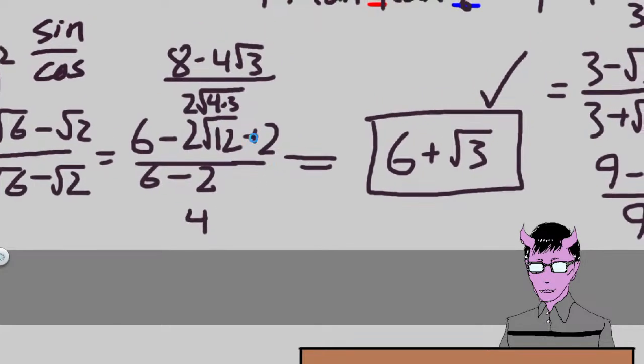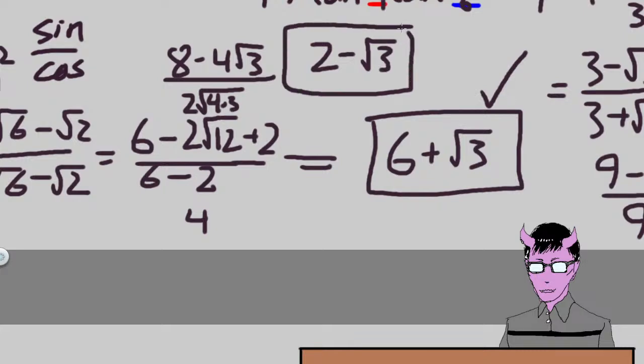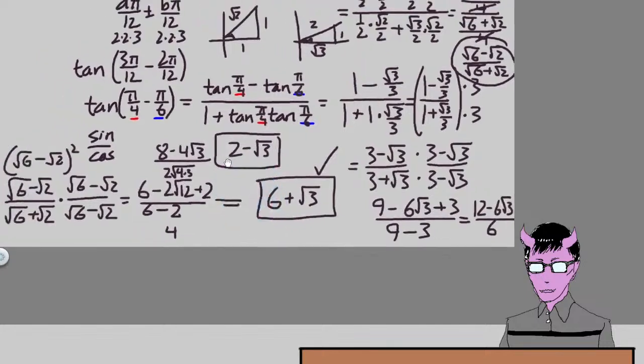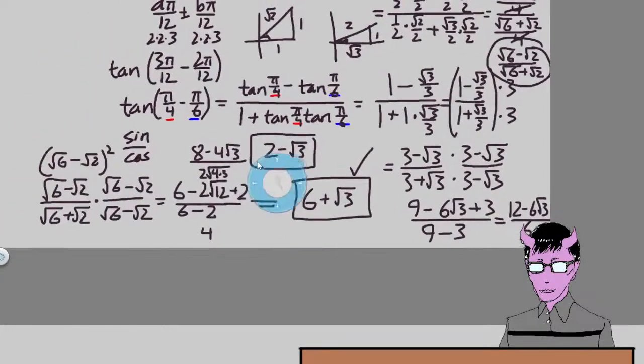So on cleanup step, ooh, this is a different answer. That's interesting. So one of those is a mistake. No, that's okay. So we have 8 minus 4 root 3 all over 4. Each of those terms is divisible by 4. 8 divided by 4 is 2, and then 4 divided by 4 is 1. So that is pretty distinct from that one. So, interesting. One of these answers is wrong, or both of them are wrong, right?